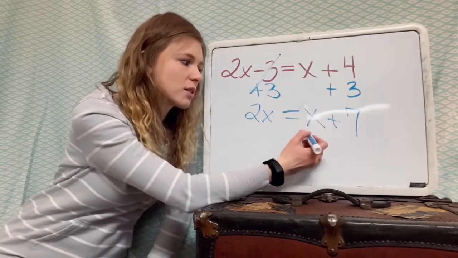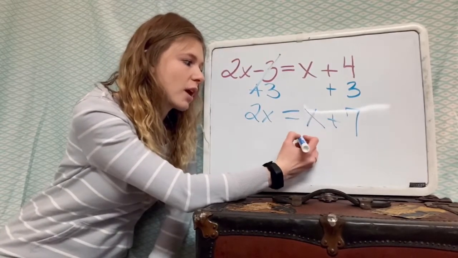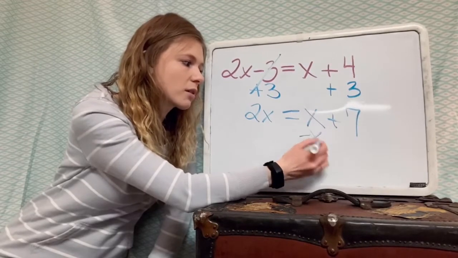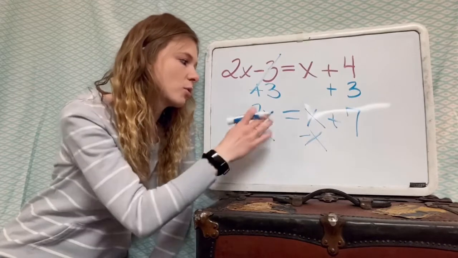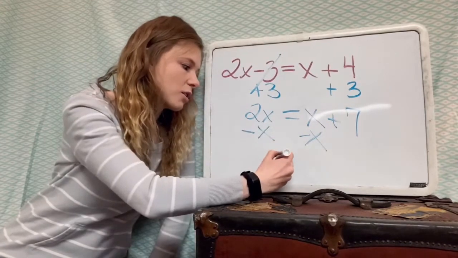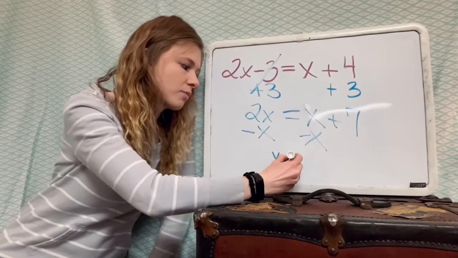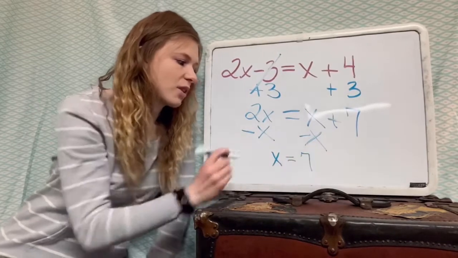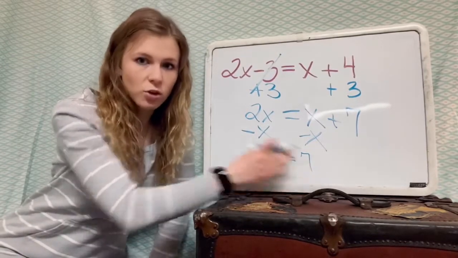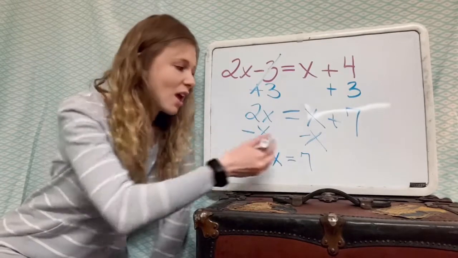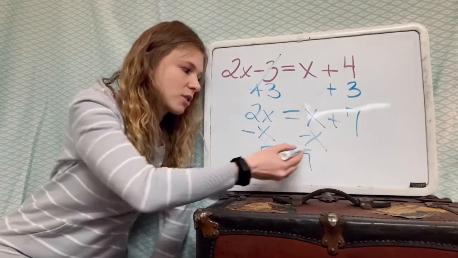This is a positive x. In order to move this x, I'm going to subtract the x from this side. Now, 2x minus x gives me 1x. And then I bring down the 7 I haven't used yet. I now have a value equal to another value, x equals 7. I am done solving this problem.